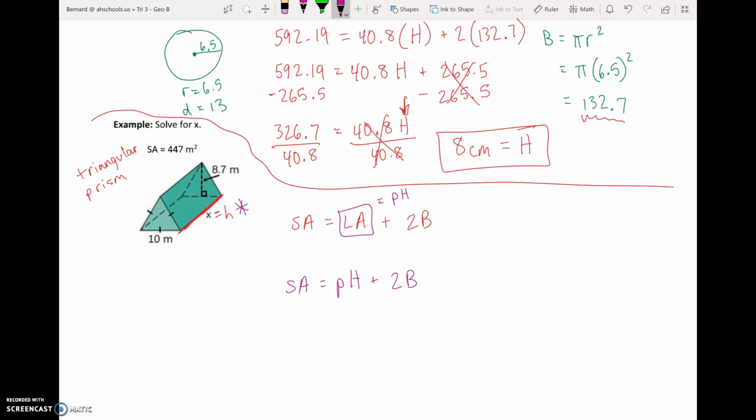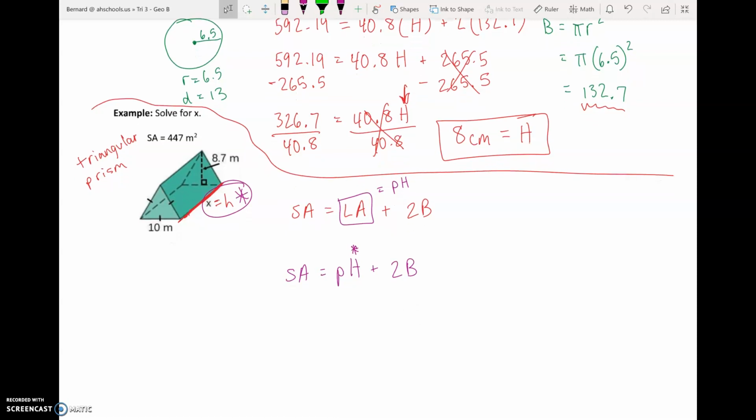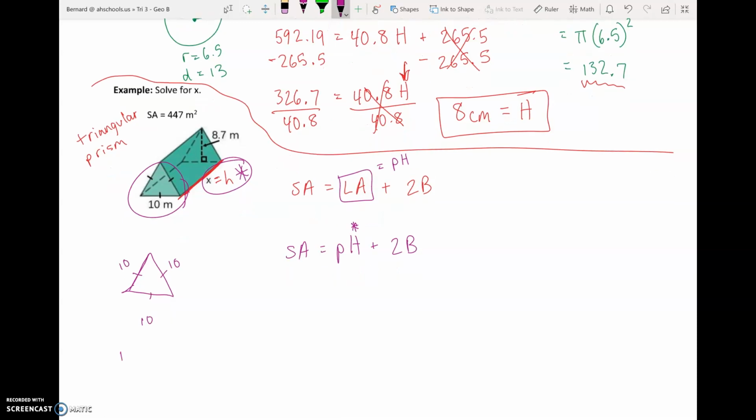And we still want h, right? That's what we're looking for. So we want to solve for h. And we can figure out P and B. First, we know P here, because if you look at this base, our triangle base, right, we know one side's 10, but all those tick marks tell us that the others are 10. And so our perimeter is just 10 plus 10 plus 10, which is 30.